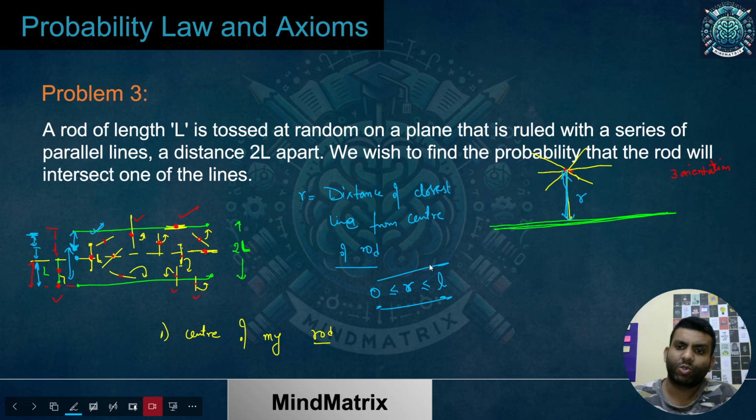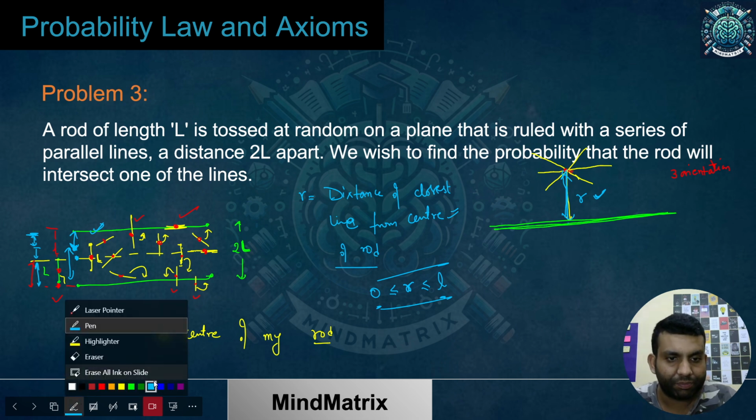First point: we have talked about r, which is the distance of the closest line from the center of the rod. The other thing is, we have talked about the distance. Now we'll talk about the orientation. There are multiple orientations possible over here. Okay, so let's consider that now. So what color can I pick up?